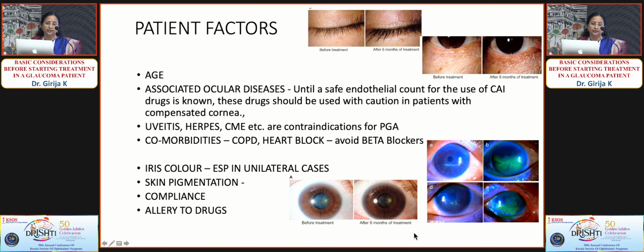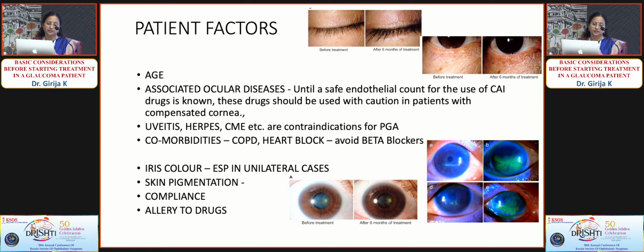Then with prostaglandin analogs, there are other considerations like pigmentation of the iris and of the skin, especially when you want to start unilateral treatment. These figures show the change of iris pigmentation, like the brownish eye, where even the brown has become darker. So if you are starting in one eye, that may not be cosmetically acceptable to the patient, so you have to explain it. The periocular pigmentation also, in fair skin people, if it is uniocular, it is better to start some other drug.